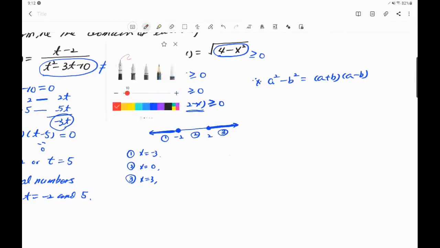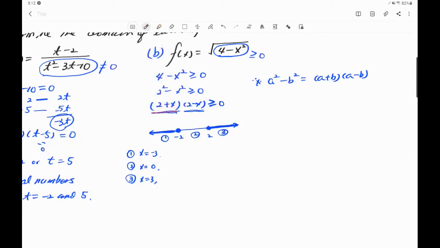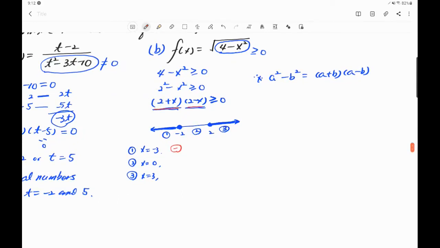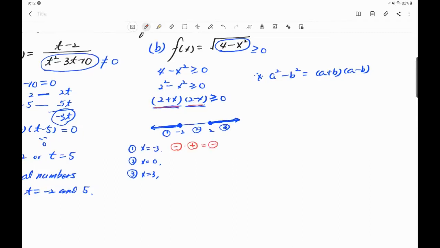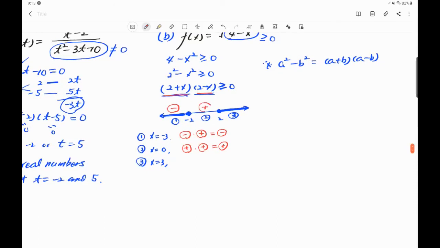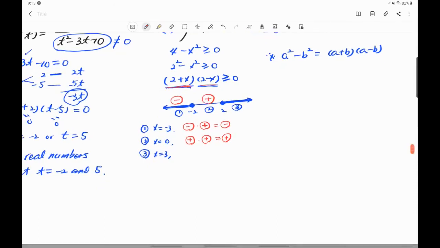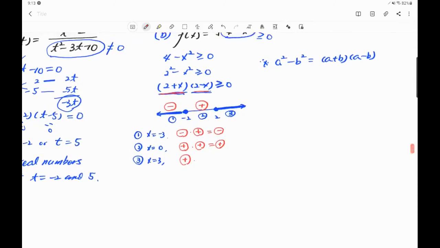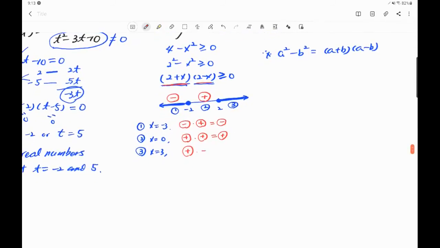Okay, if x is -3, then this will be negative, right? And -3, then this is 2 minus negative, which is positive, right? So that will be a negative sign. So this interval will contain a negative sign. And if x equals 0, then this is positive, and also positive, so the result is positive. Okay, if x equals 3, then 2 plus 3 is positive times 2 minus 3 is negative, right? So that is negative.